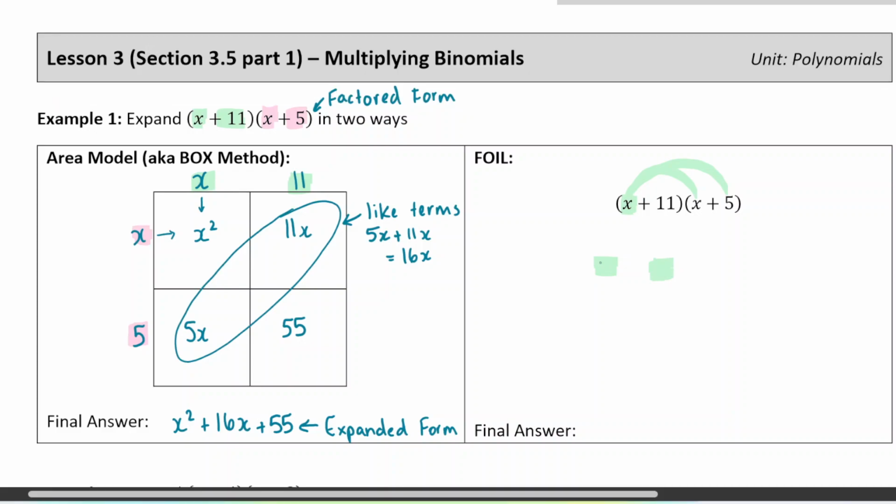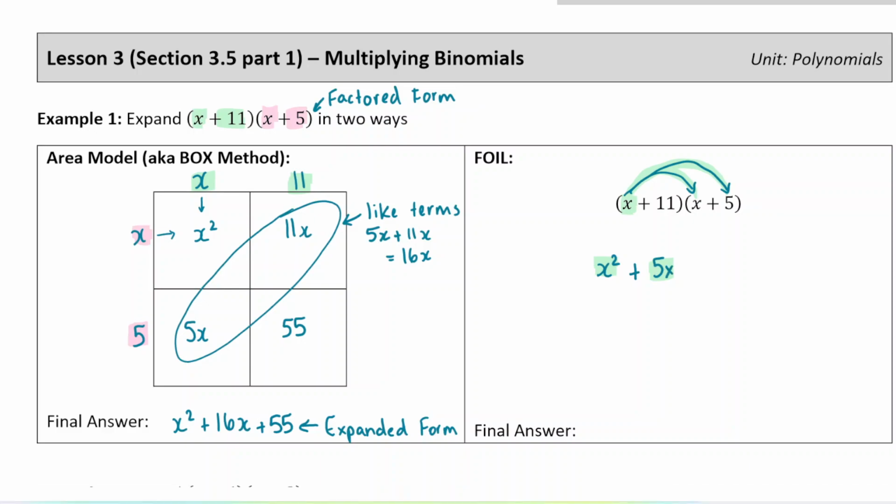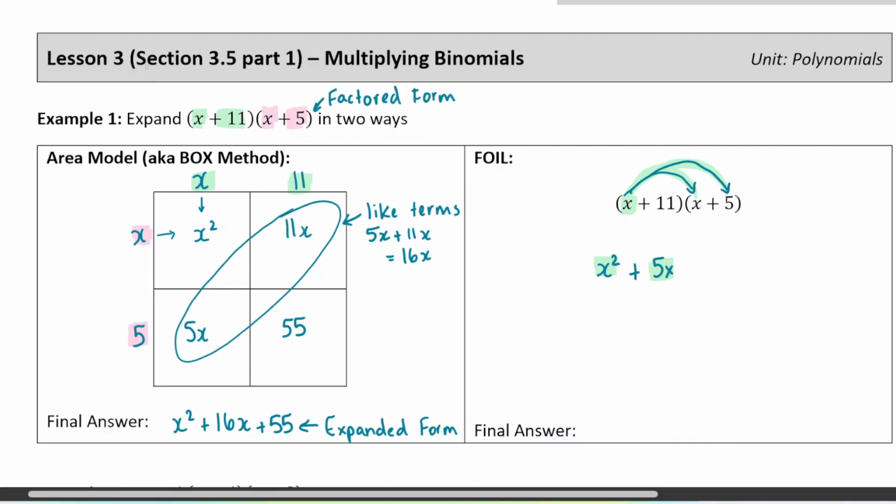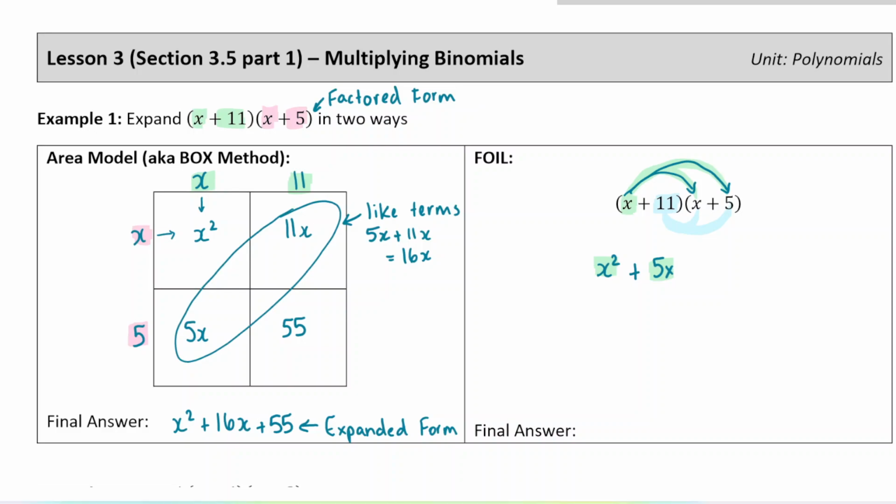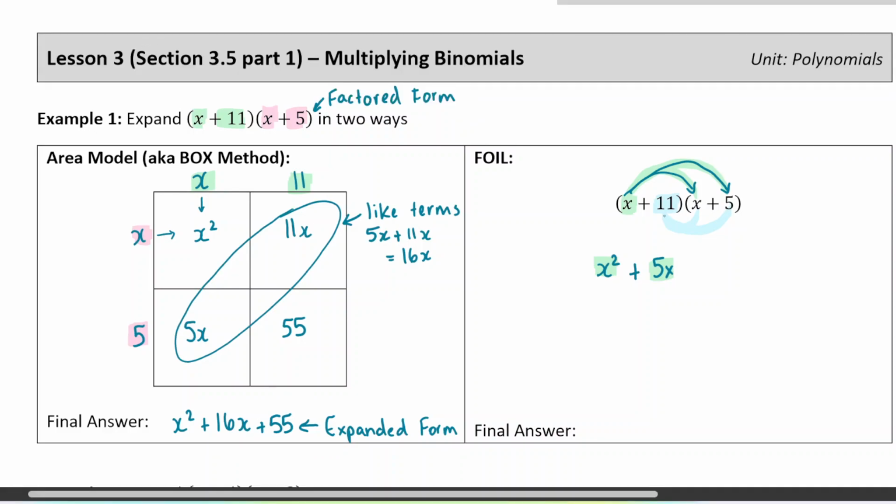So x is going to get multiplied with x to make x squared, and x is going to get multiplied with 5 to make 5x. Now we're going to do the same thing with the number 11. I'll do it in blue. So the number 11 is going to get multiplied with x and with 5. So each term from the first bracket gets multiplied with each term from the second. So 11 times 5 is 55.